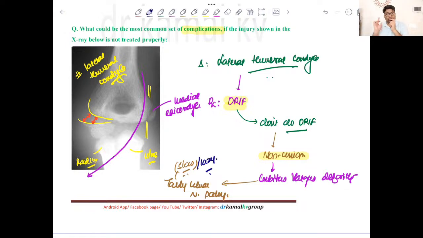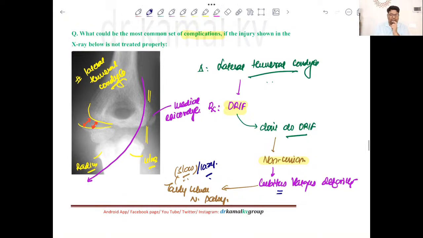So this is not at the time of injury. It will take some time when there is non-union, which leads to cubitus valgus deformity, finally putting traction over the ulnar nerve behind the medial epicondyle, right? So this is lateral humeral condyle, and therefore we always say please manage it by open reduction internal fixation if it is displaced. Undisplaced you can manage conservatively, but for displaced there is no role of conservative management.